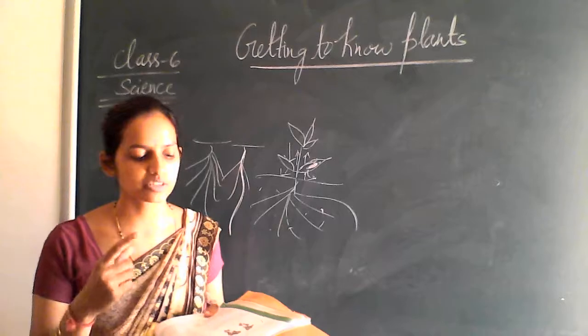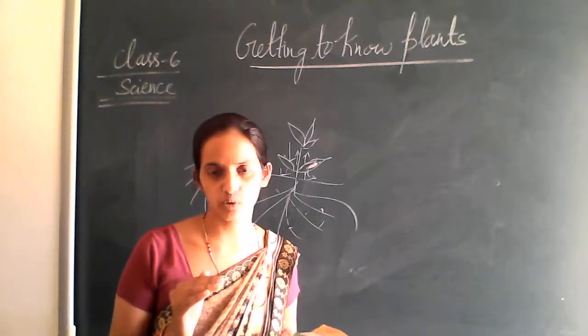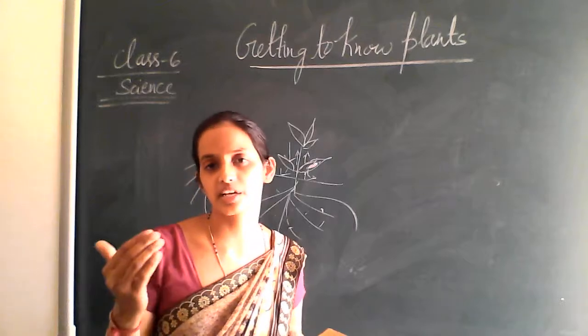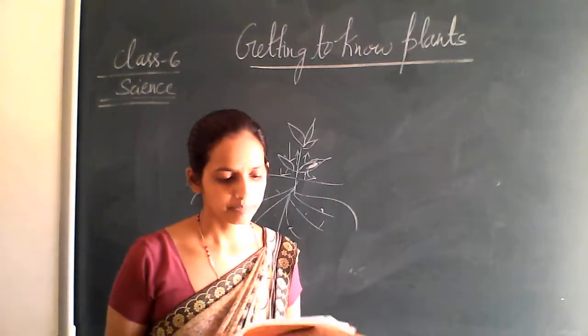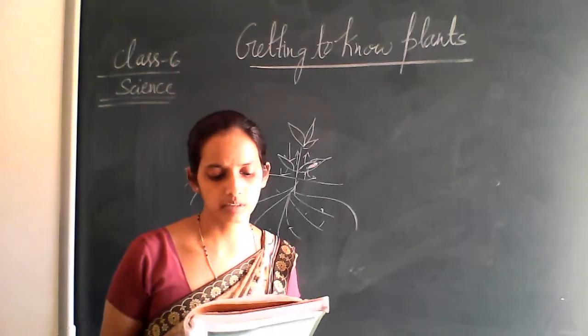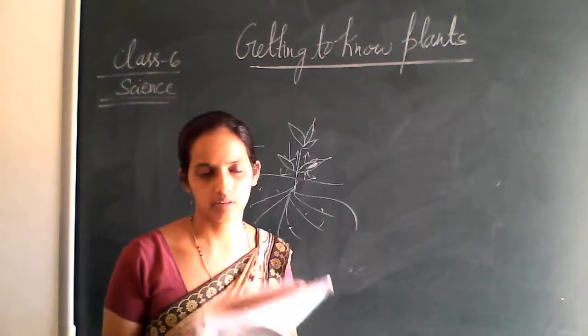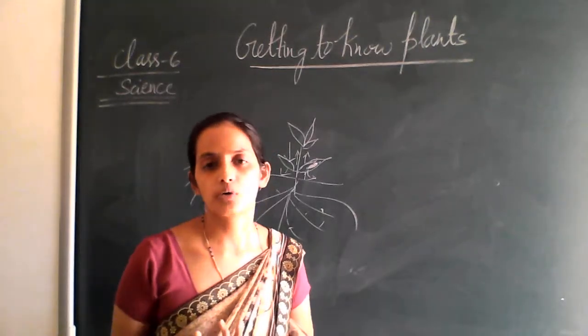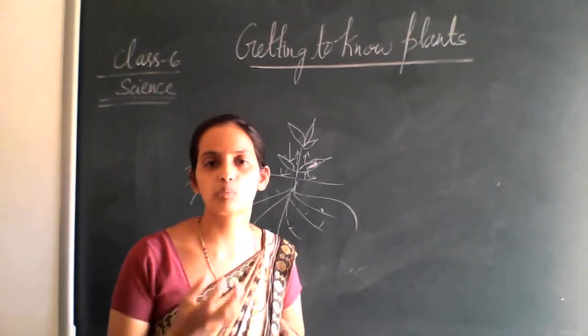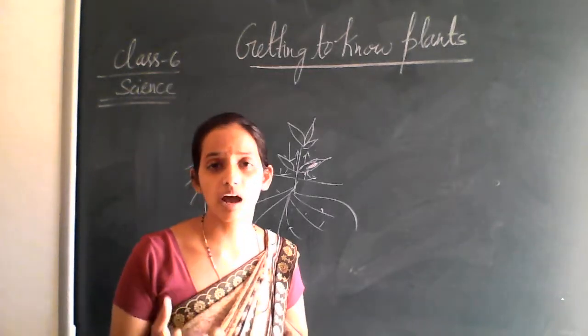In the first branch there are no leaves, right? In the second there are leaves only. In the third we have leaves and flowers, right? Which one will help you best to recognize the plant? So how can you recognize the plant? Based upon the flowers and leaves, right? So which type of plant it is.